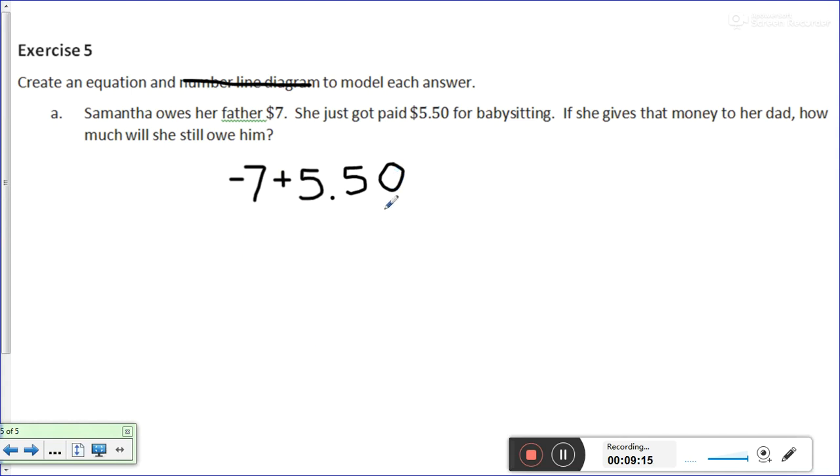Okay, so this is how we would set it up. We're adding with different signs, so really you're subtracting those absolute values. Your answer should still be negative though, because 7 is farther away from 0 than 5.5. Okay, so go ahead and work on that. And there's a question on the Google form.